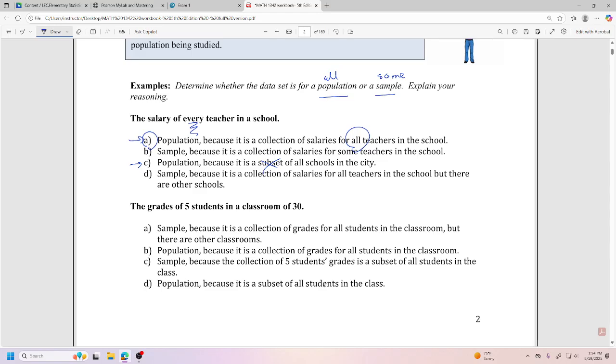Cool? So far so good? Okay, what about this one? Grades of 5 students in a classroom of 30. Sample or population, which one? Sample. Between A and C, which one is it going to be? C, because a sample is a subset. There it is. Cool?